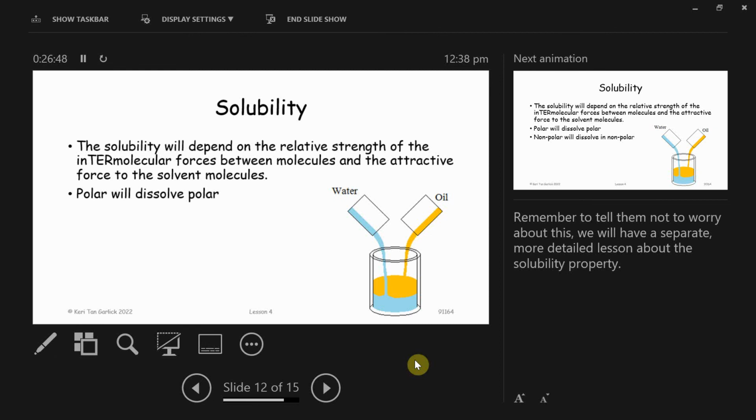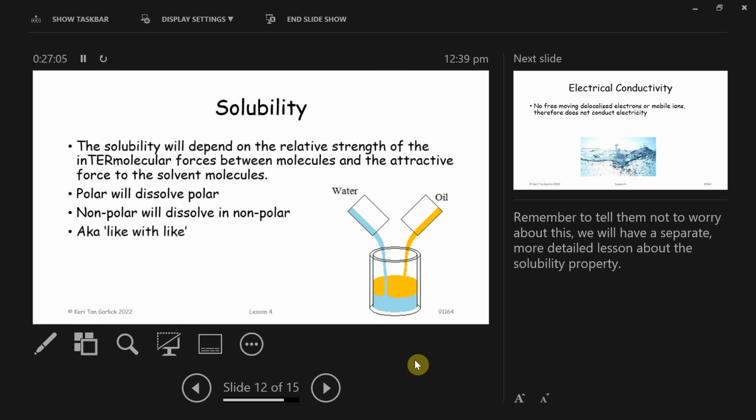In this case, polar substances will dissolve polar. When we think about polar, we think about water, so anything else that's also like water and polar will dissolve. Non-polar will dissolve non-polar. Oil is an example of something that's non-polar, so if you have two oily substances, they will mix together. The other way to remember it is like with like. So if I mix water with oil, they wouldn't mix together.